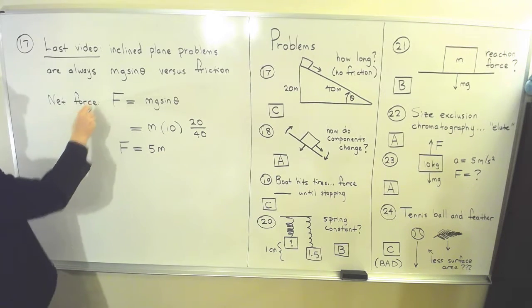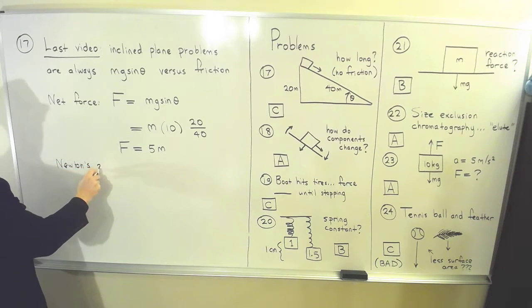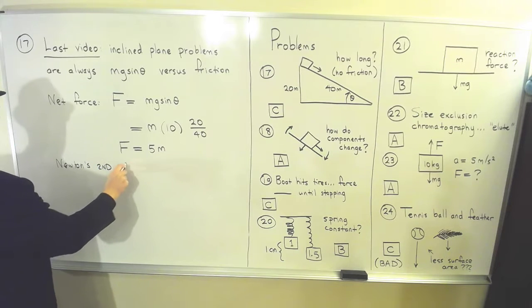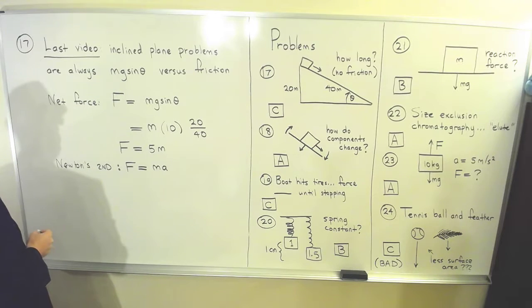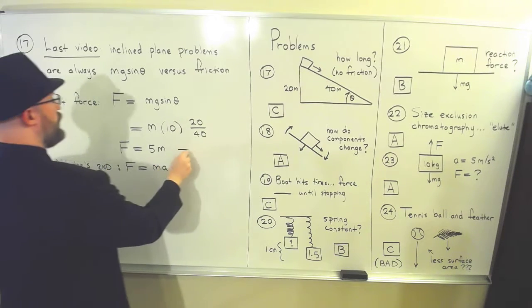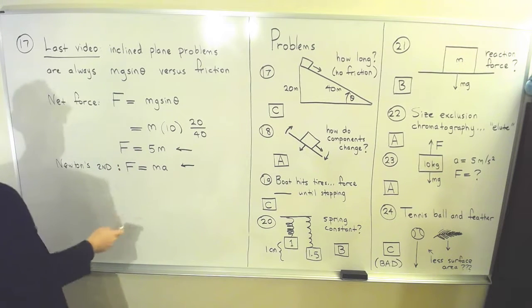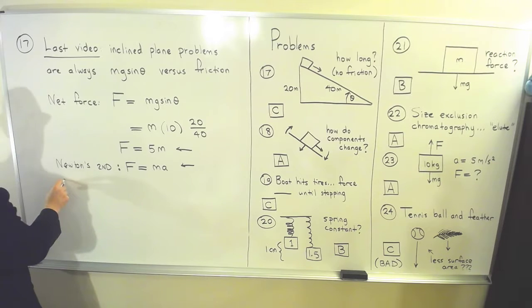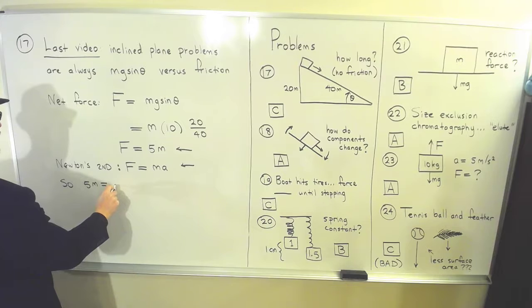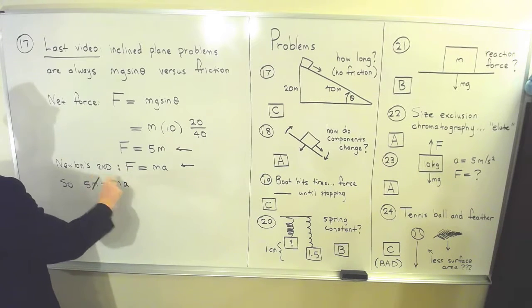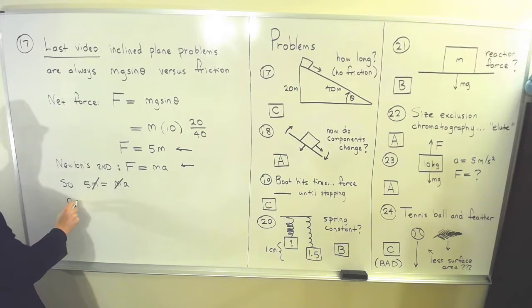Now, Newton's second law says that that force is equal to the mass times the acceleration. So I have two equations here for the same force, so I can set those equal to each other. And so what I get is 5m equals ma. Now the m's cancel on both sides, and I get just acceleration a equals 5.